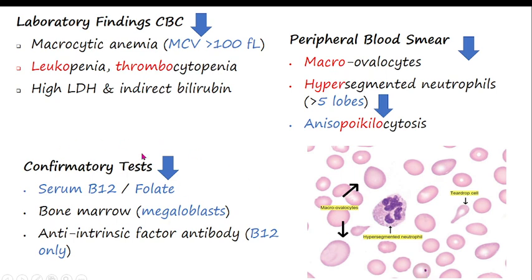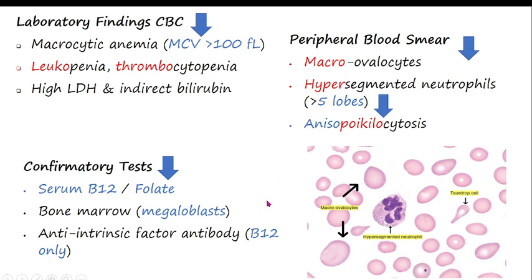So let's come to the confirmatory test, where you will check serum vitamin B12 and folate. If you see there is a deficiency, automatically you will confirm that it is megaloblastic anemia with deficiency of B12 or folate. Normally on the bone marrow, we are going to have the megaloblast, the cell which is very enlarged. And you can also do anti-intrinsic factor antibodies, for vitamin B12 only. There is another test called the Schilling test, but normally it is not highly used in hospitals today.